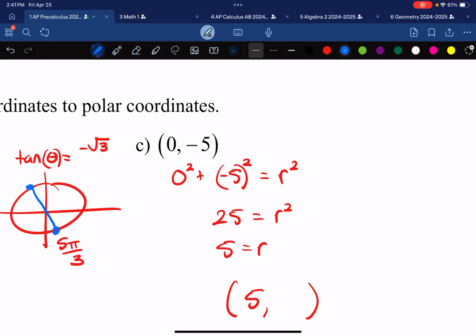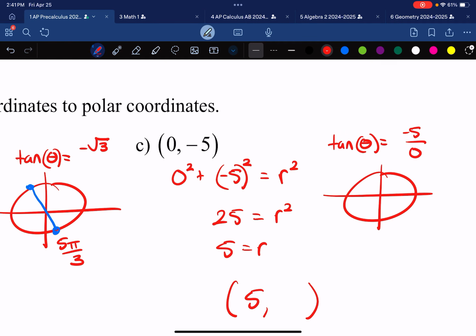If you're doing it a different way, you do this. You'd say, yes, tangent of my angle theta is equal to the y coordinate divided by the x coordinate. Oh, it's undefined. Where does undefined happen on this unit circle? Undefined means I have a slope that goes straight up and straight down, meaning it's either this point or this point. Which one is it?